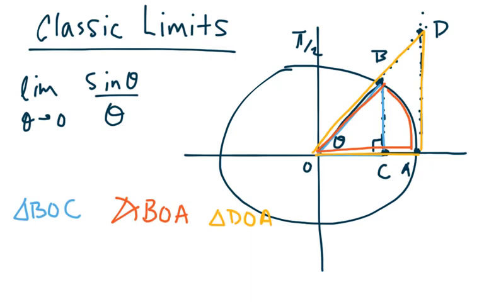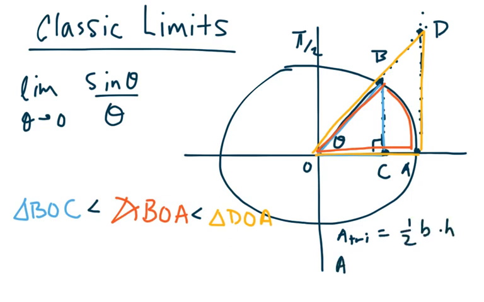Okay, so now that you see them all traced, hopefully you can all agree that the area of triangle BOC has to be less than this red sector of a circle, BOA, and that in turn has to be less than triangle DOA. Okay, so we're just thinking about the areas of these three objects. Hope you all agree. So the area of a triangle is 1/2 base times height. Let me just remind you of that.